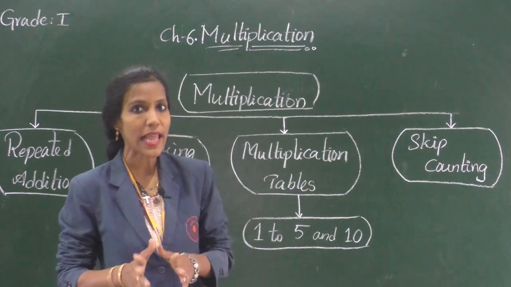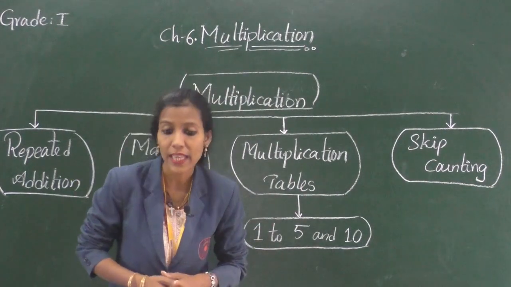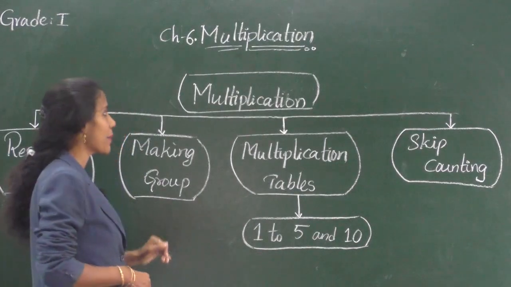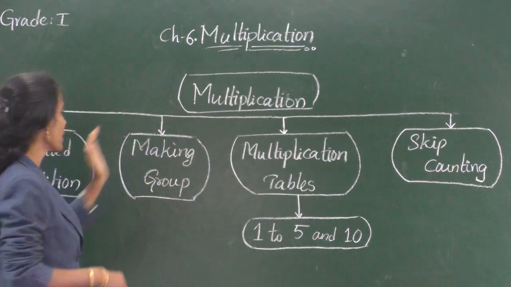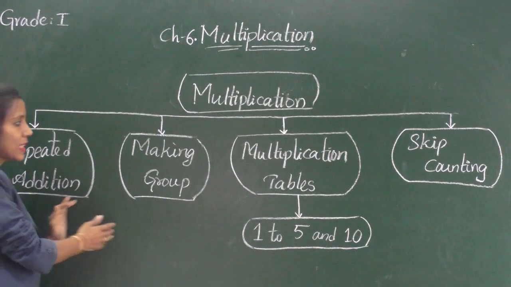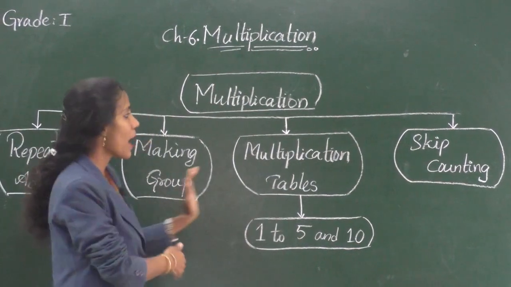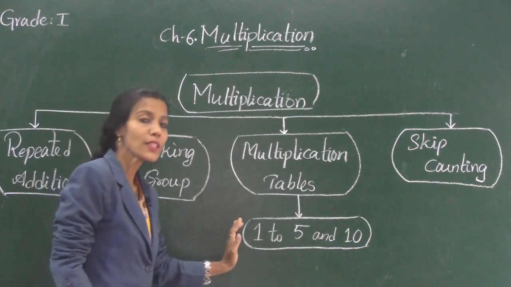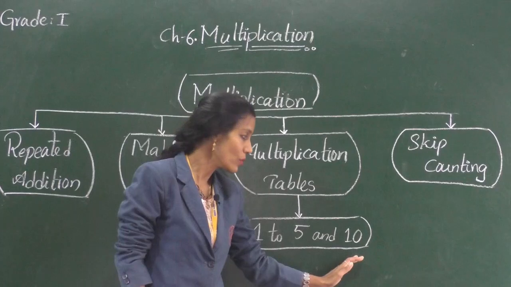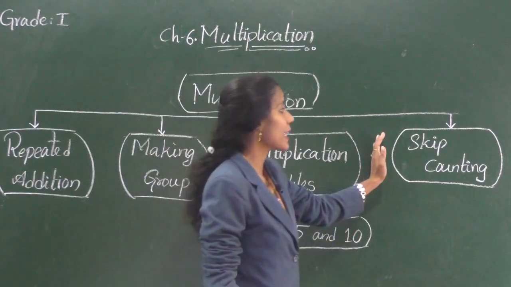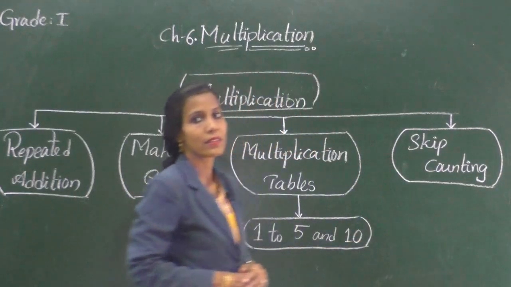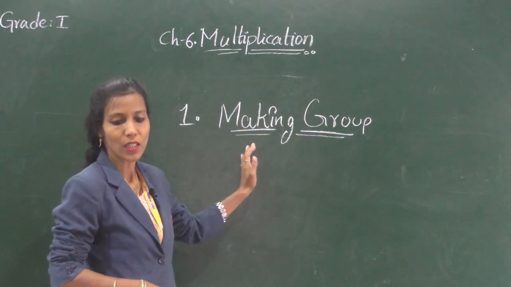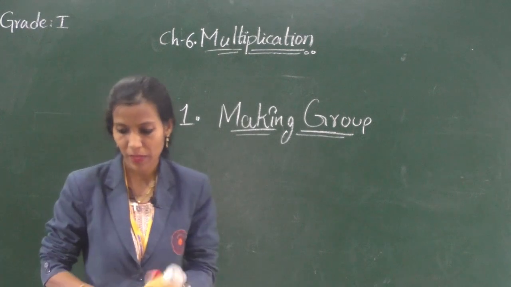So, now you all have understood the concept of multiplication. Before we start, let's do the mind map. You can see multiplication, under which we have repeated addition, making group, multiplication tables, under which we will do 1 to 5 tables and also tens table. Then we have skip counting. Coming to our first subtopic, that is making groups. So, let's start with making groups.